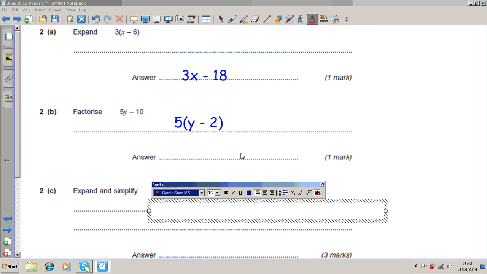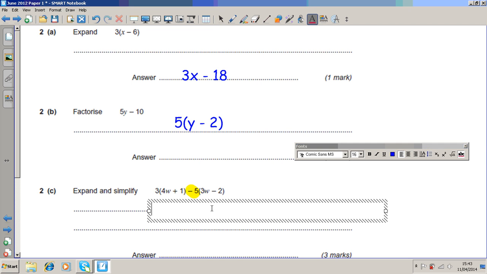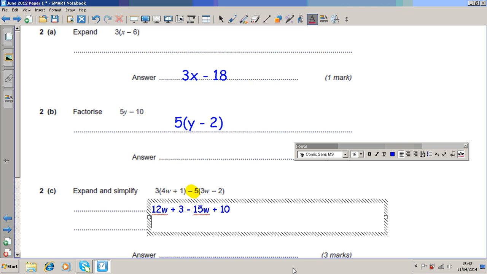So expanding the first bracket out, we've got 12w plus 3, then minus 5 times 3 is minus 15w, and it's still minus 5, so minus 5 times minus 2 is positive 10. Now putting them together, 12 minus 15 is minus 3w, and 3 plus 10 is 13. And there's your answer.